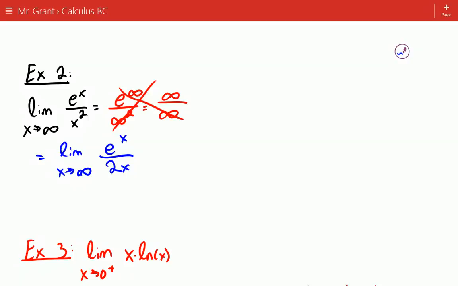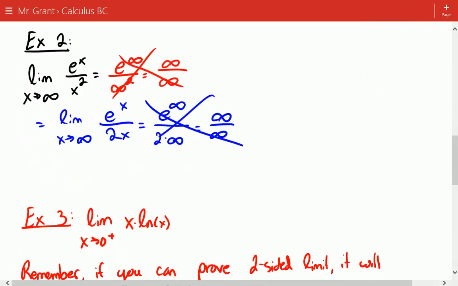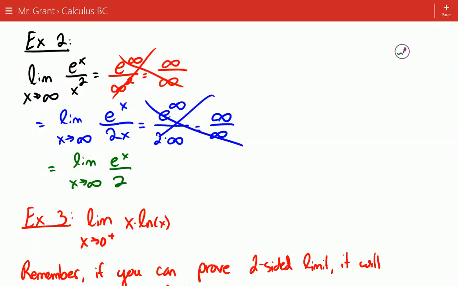We say, okay, now let's try evaluating at an infinitely large number. Infinitely large number over 2 times an infinitely large number, still an indeterminate form. Okay, well, let's try L'Hopital again. Trying again, we end up getting, as x approaches infinity, e to the x over 2.